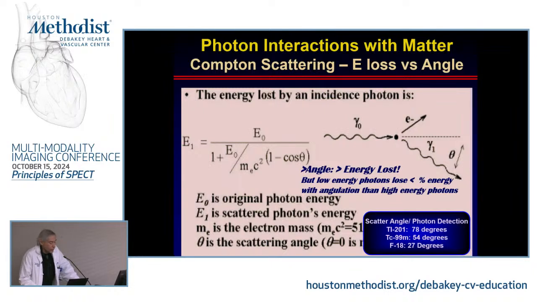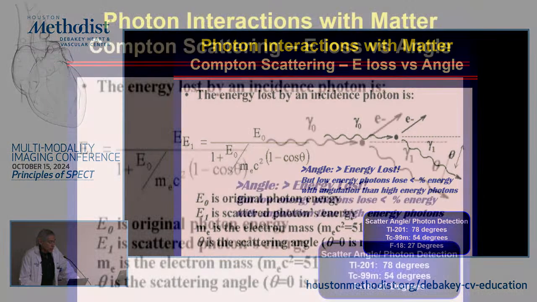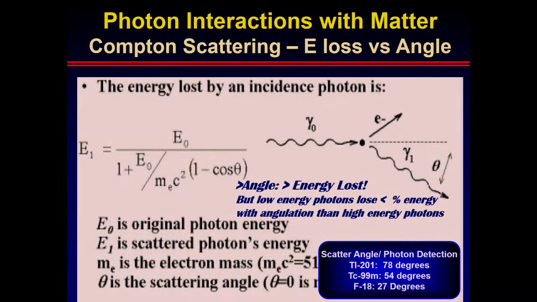And one of the important reminders in terms of angle and energy loss is that low energy photons, such as thallium, for instance, which we used to use a lot in the past, lose less energy for any degree of angulation, which means that you can have up to 78-degree angulation and still fit within the window if you have a thallium photon that's being scattered. Whereas with technetium, for instance, you can only have a 54 degree angle deviation before it would be detected, and for F18 it goes down to 27 degrees.